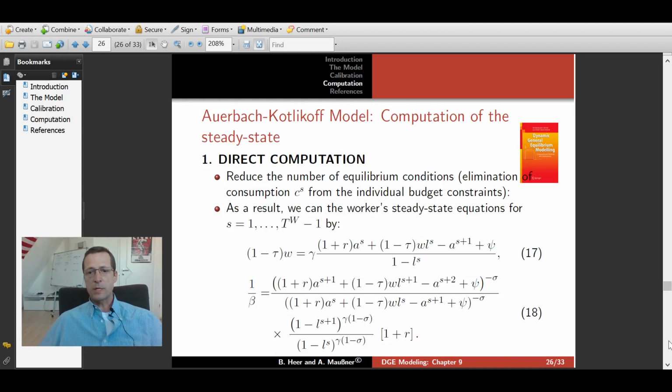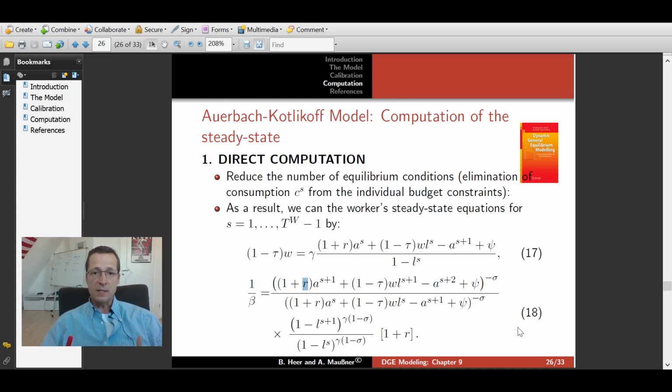So our first order condition with respect to labor then becomes equation 17. Notice we only have individual wealth level and labor supply as unknowns in this equation. W, the wage, for example, is provided in the outer loop of our computation. Similarly, the interest rate R, the steady state real interest rate, is also computed in step 2. Equation 18 is our Euler equation.